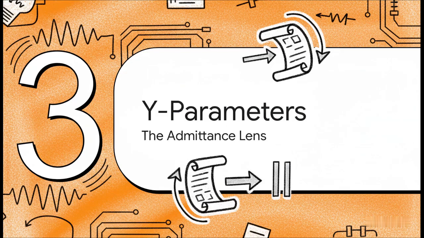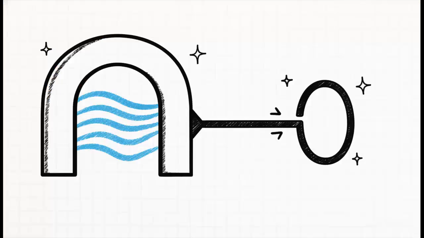Part 3. Y parameters, the admittance lens. Now that we've got a handle on impedance, let's totally flip the script. Enter Y parameters. Y stands for admittance, and the unit here is Siemens. Mathematically speaking, Y is just 1 divided by Z. It's the inverse. So, while Z parameters describe how voltages respond to currents, Y parameters describe how currents respond to voltages. And because it's the inverse, the way we physically find these parameters flips too.